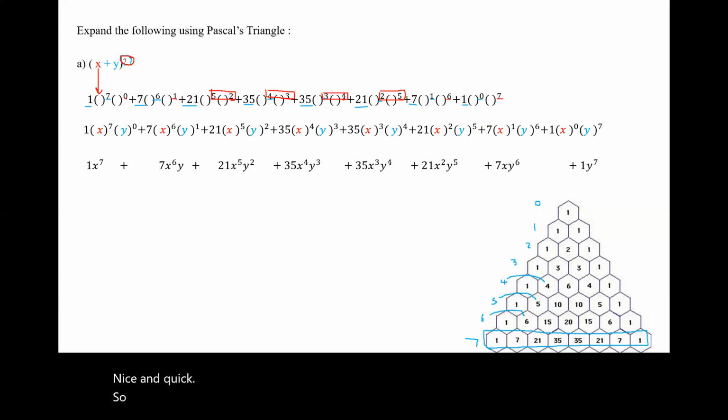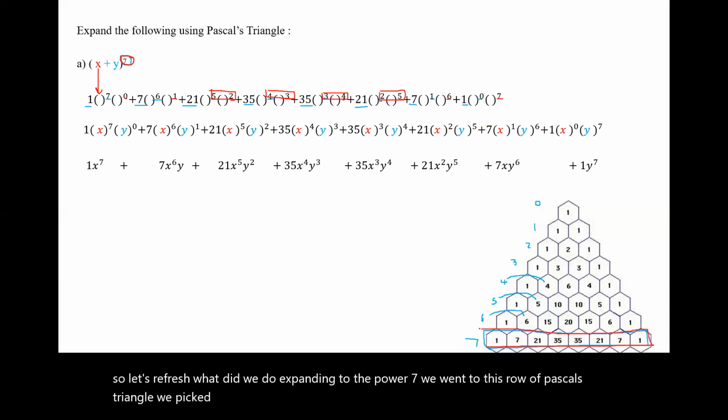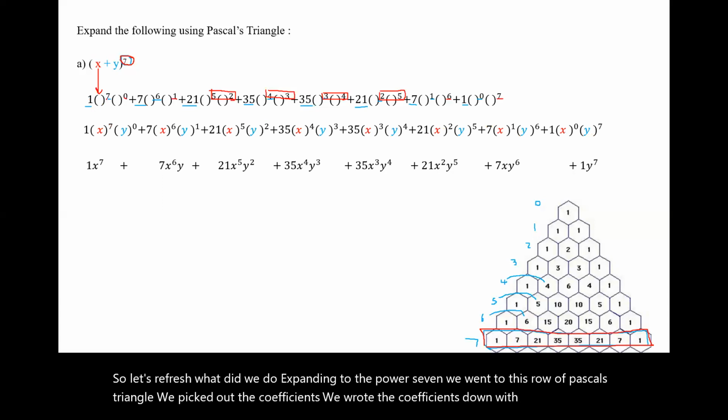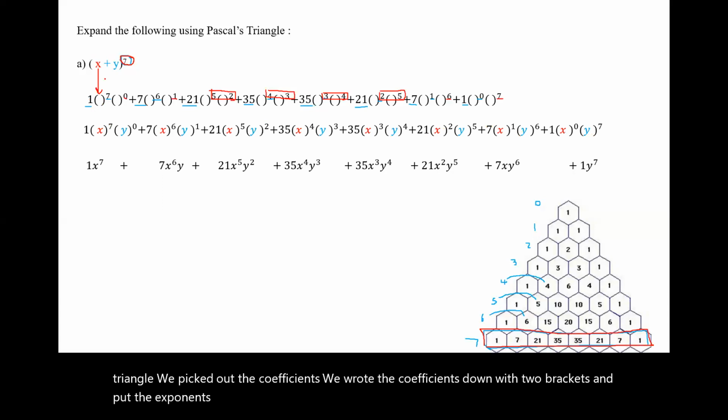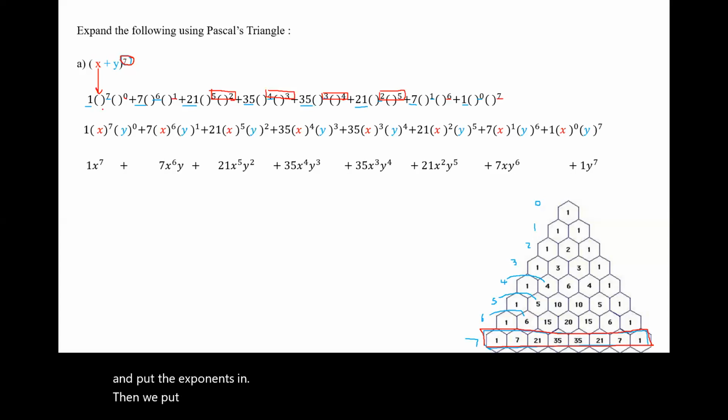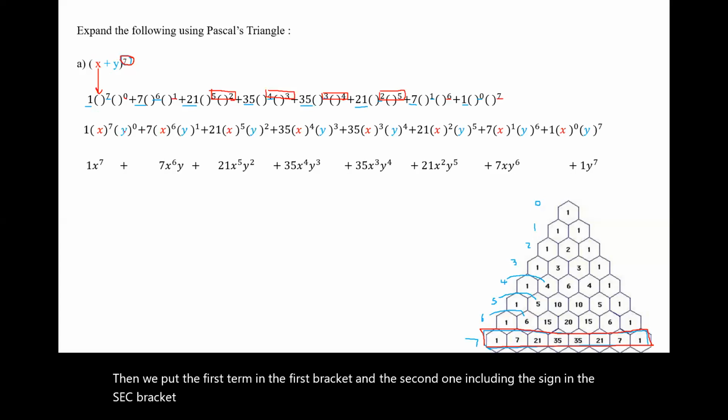What did we do? Expanding to the power 7, we went to this row of Pascal's triangle. We picked out the coefficients. We wrote the coefficients down with 2 brackets and put the exponents in. Then we put the first term in the first bracket and the second one, including the sign, in the second bracket. So why don't you see a plus sign? Because it doesn't change anything.